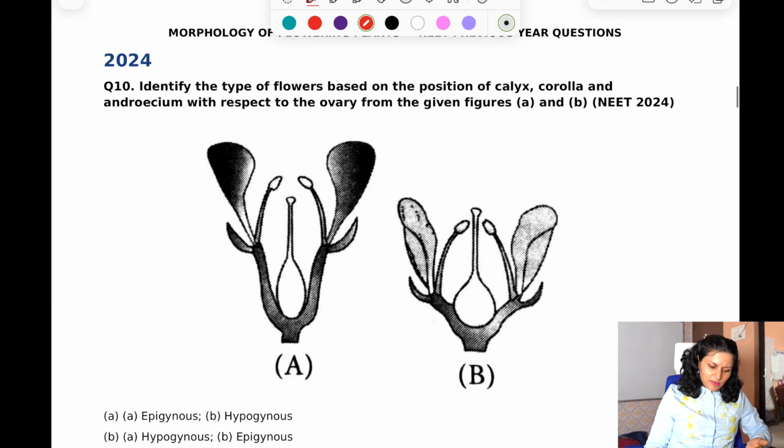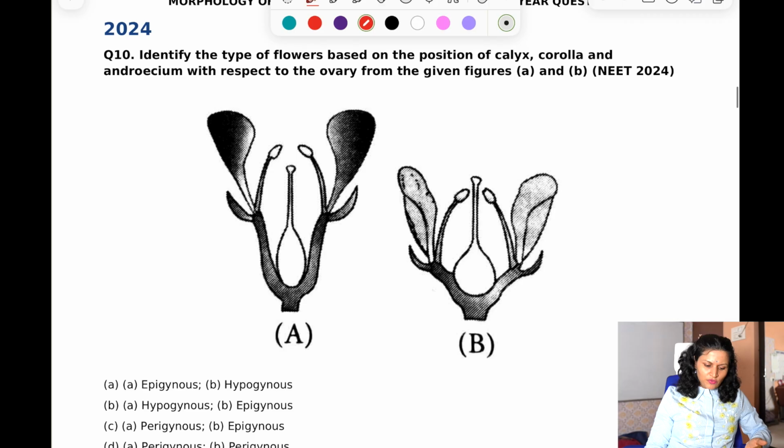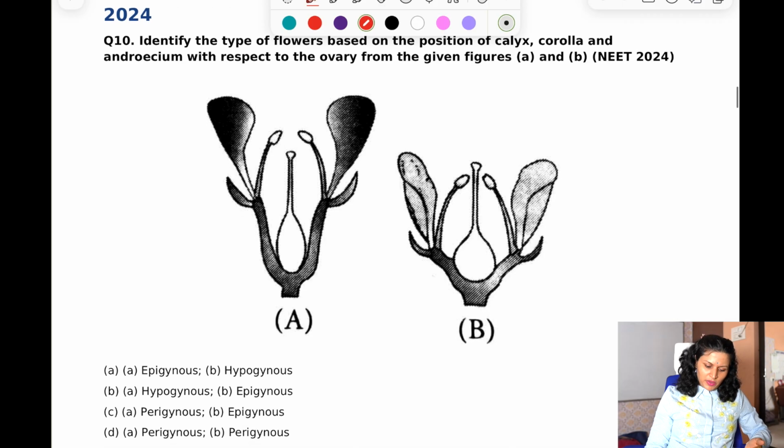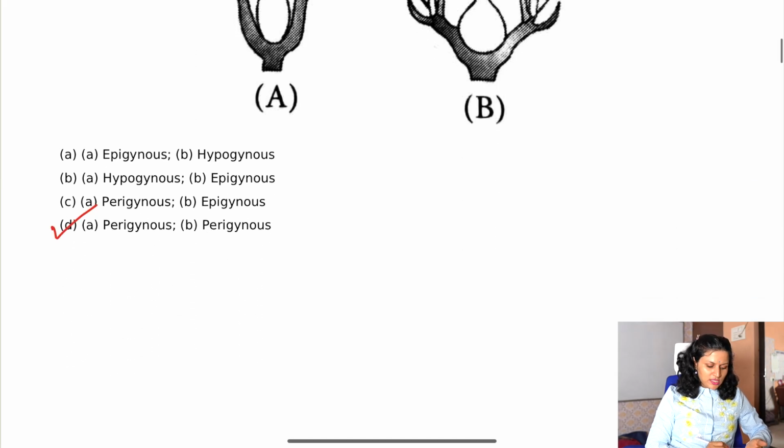Next, identify the types of flowers based on the position of calyx, corolla and Androecium with respect to the ovary from the given figures A and B. A is perigynous ovary, B is also perigynous ovary. Perigynous is correct. Question 10, option D will be correct.